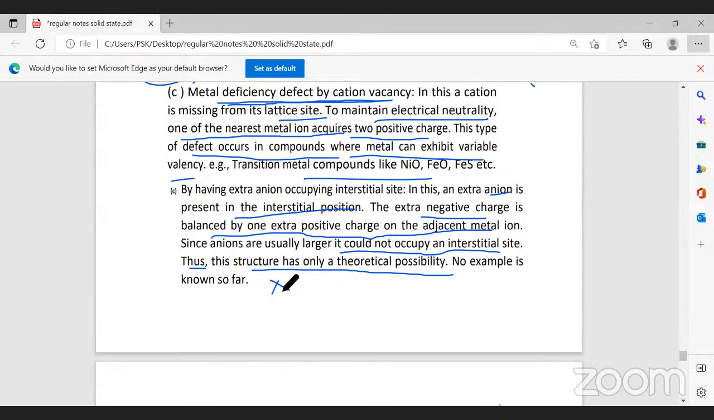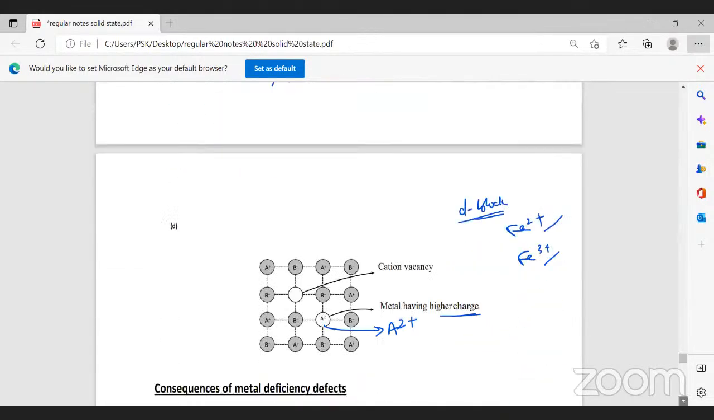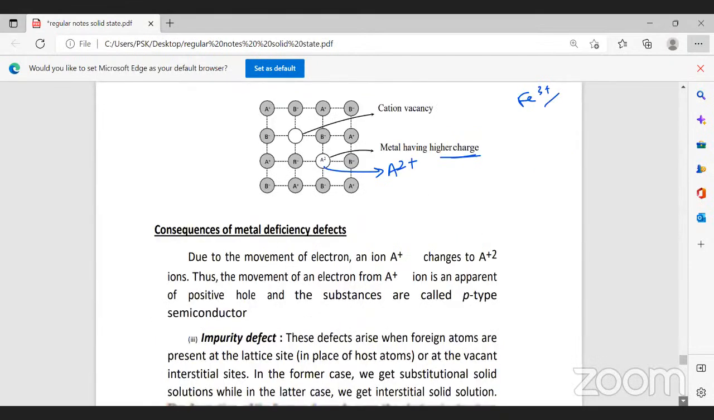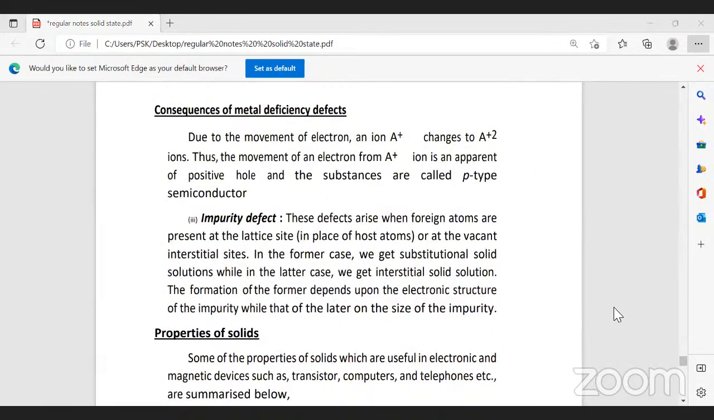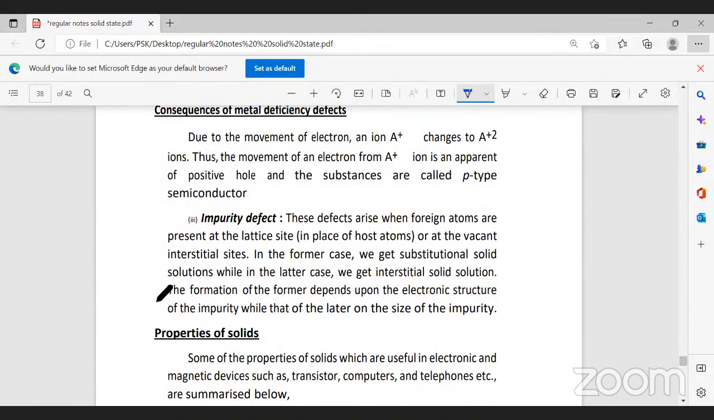What it says is, if an extra anion is present, then the adjacent neighboring cation will have one extra positive charge. But they say this is a theoretical possibility. There is no example known so far. All right, we'll learn this, and properties of solids we will learn later.